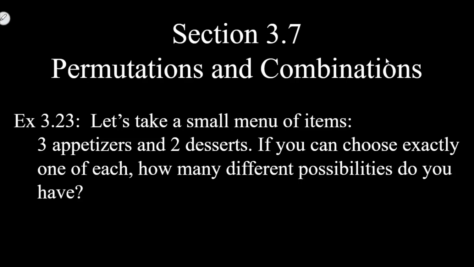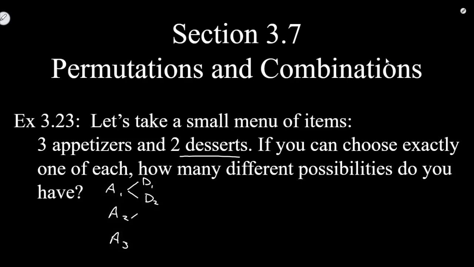So just to get a picture of this, let's name our 3 appetizers: appetizer 1, appetizer 2, and appetizer 3. After we have chosen one of those 3 appetizers, we also have a choice of 2 different desserts. Let's call them dessert 1 and dessert 2. So if we pick appetizer number 1, we've got 2 choices for desserts: appetizer 1 with dessert 1 or appetizer 1 with dessert 2.